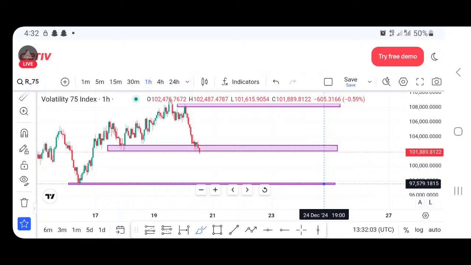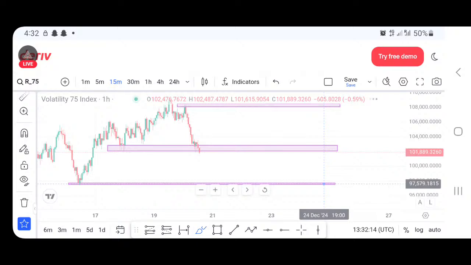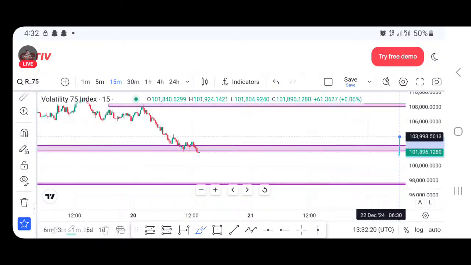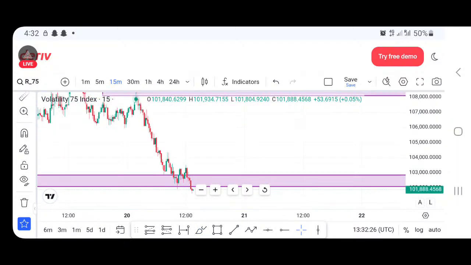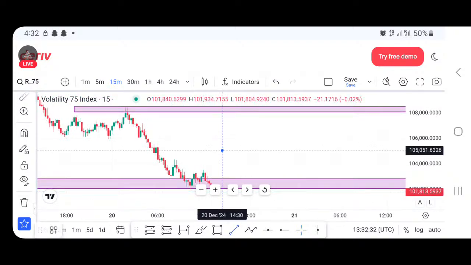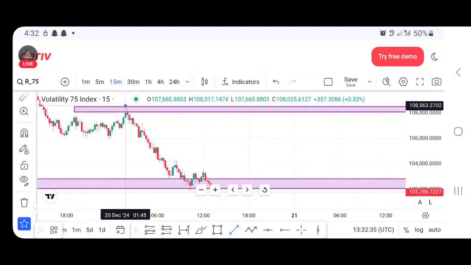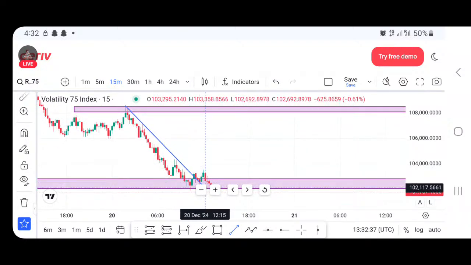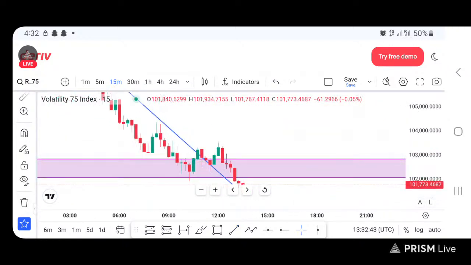After getting the U zones on H1, we go to minute 15 or minute 5. Let me use minute 15. When we come to minute 15, we have to look for something like this. Pay much attention here. Do you see what is happening here? We get our counter trend. We need only one trend line here. We draw our trend line here like that and bring it down like how it is.